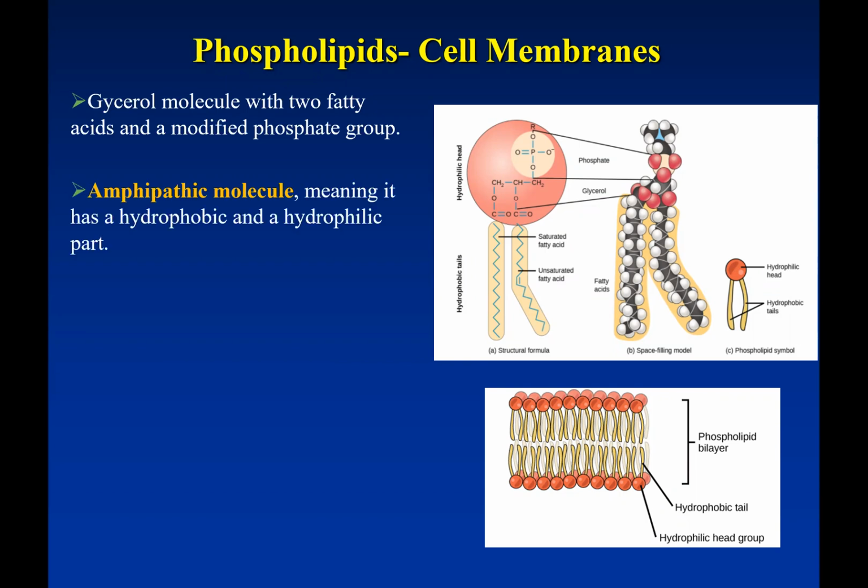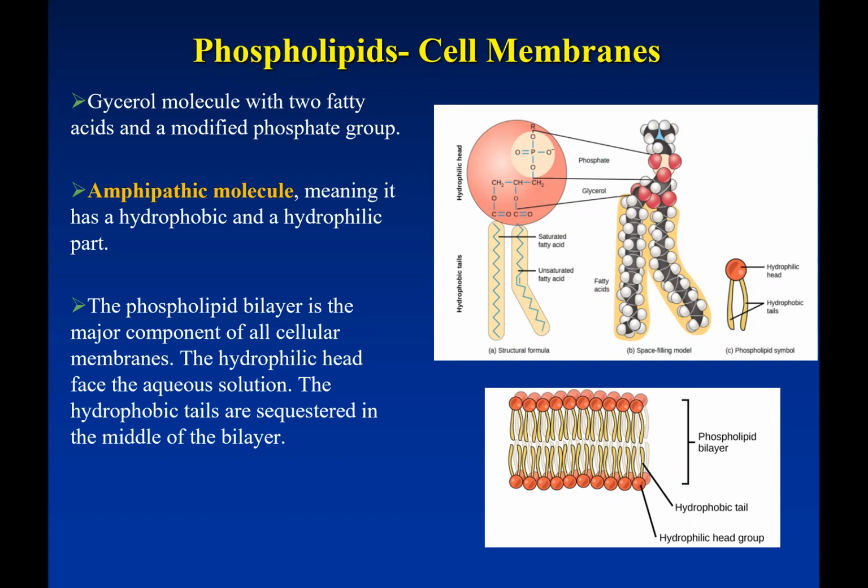So the main concept that you have to understand is phospholipids make all the cell membranes. It's an amphipathic molecule. Amphi means both. It has hydrophilic heads and hydrophobic tails. So it can form a lipid bilayer.